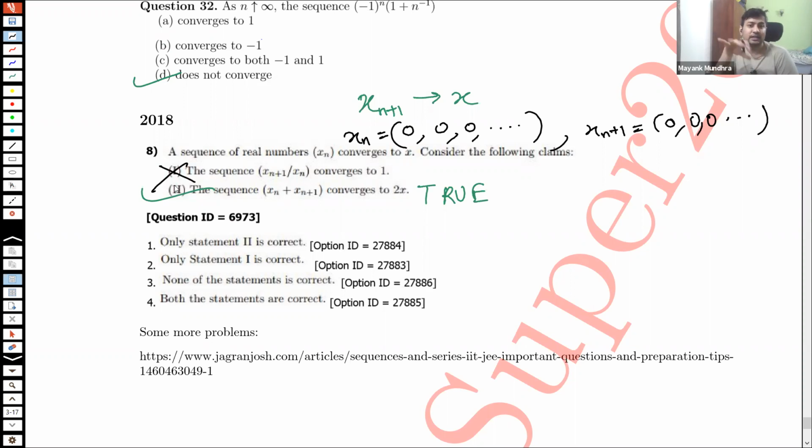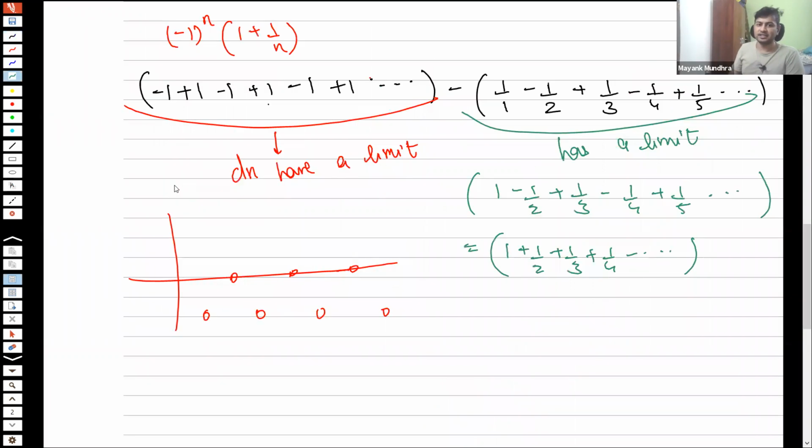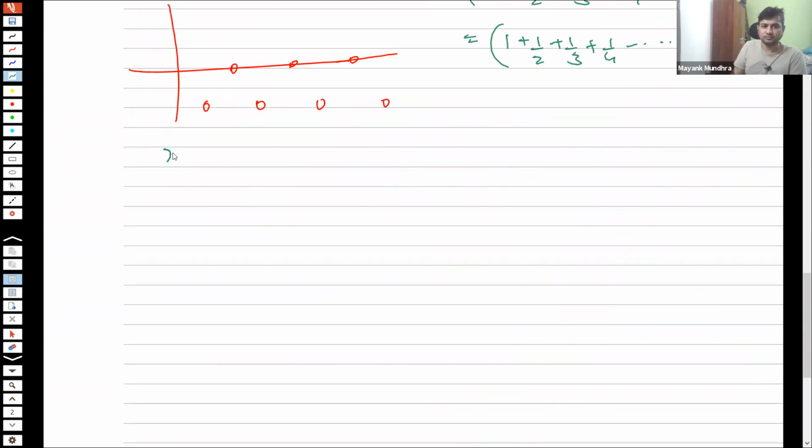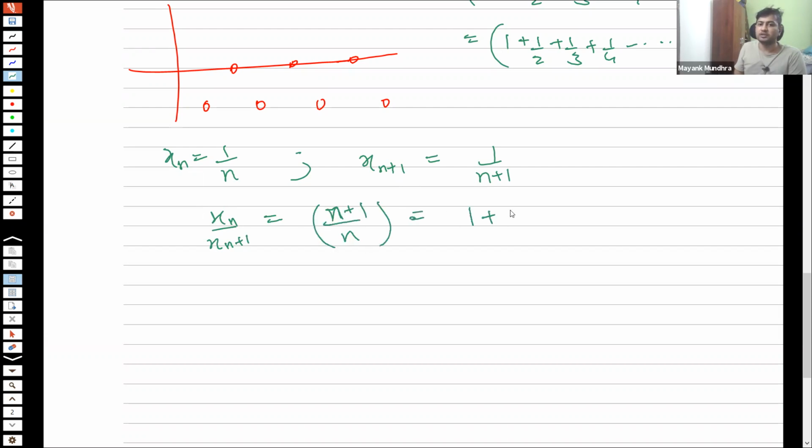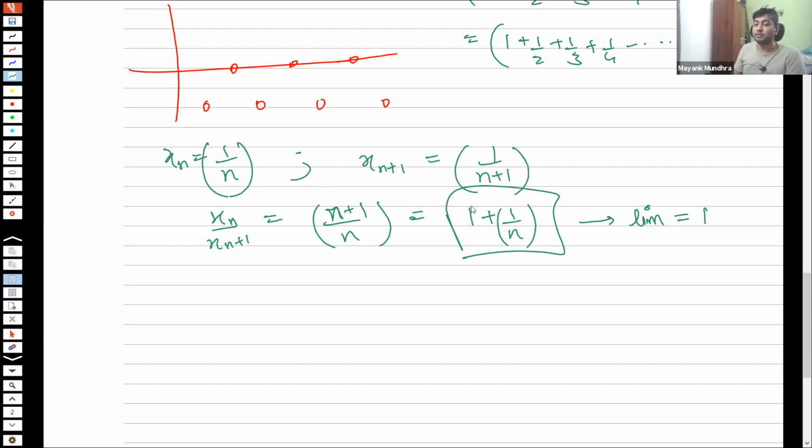If you say that xn or xn plus 1 are never 0 and their limit is also not 0, even if the limit is 0, that is not a problem. Okay, you can take the sequence xn equals 1 by n. Then xn plus 1 becomes basically 1 by n plus 1. So xn upon xn plus 1 is basically n plus 1 by n, which is basically 1 plus 1 by n. And I know the limit of this thing is 1. But that is because neither of these numbers is ever becoming 0.